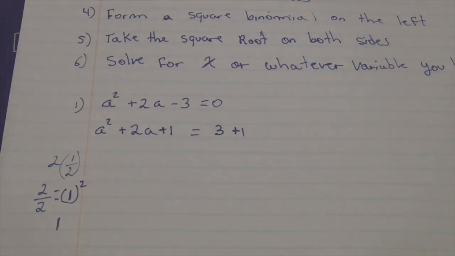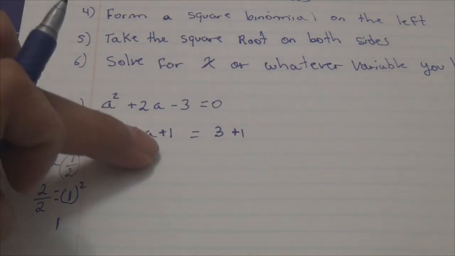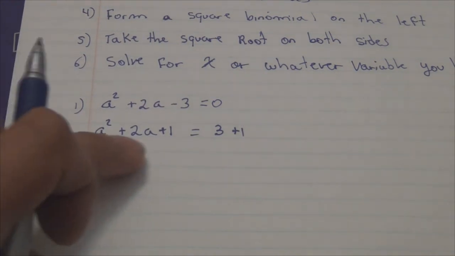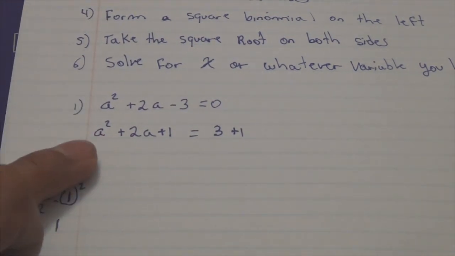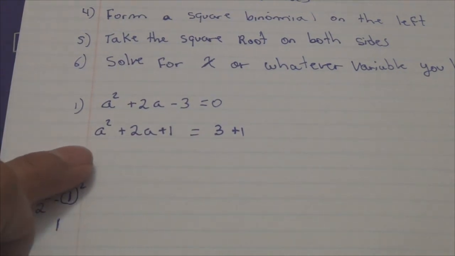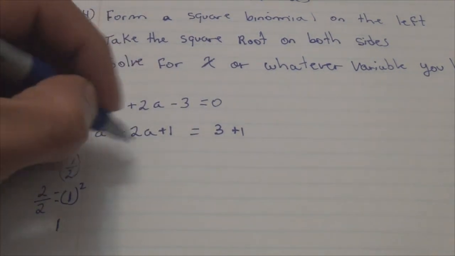See that? Now, as soon as you do that, it automatically turns into a perfect square trinomial, meaning that I can actually turn this into a square binomial. So let's factor this.